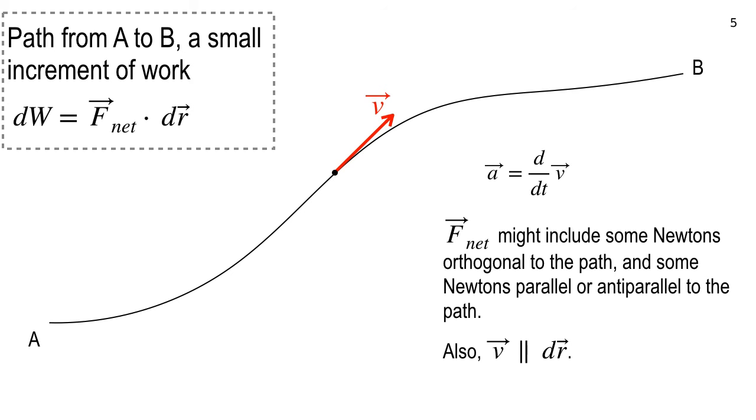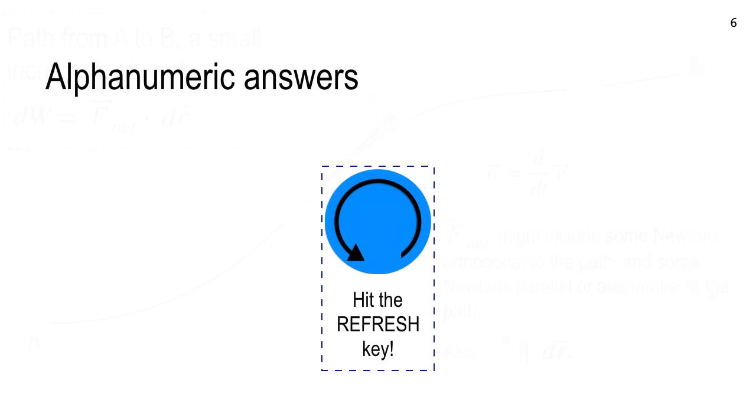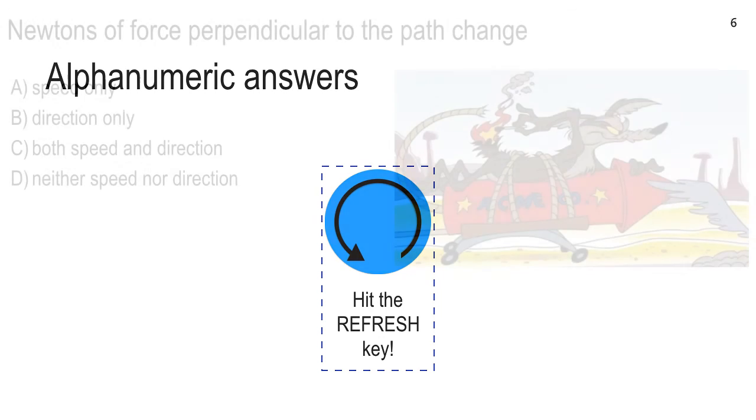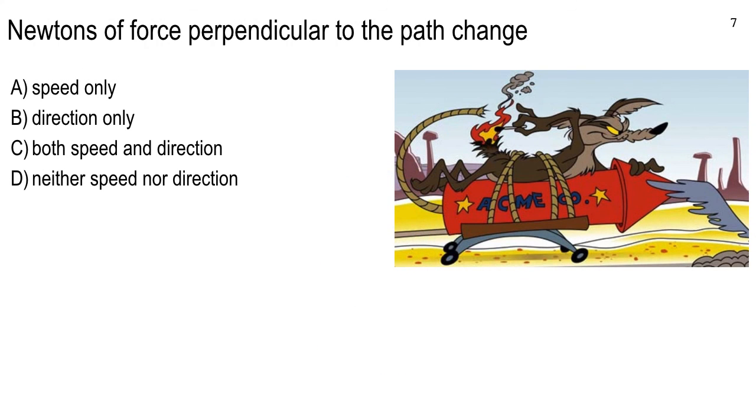Now, I have some clicker questions for you to start the class today. So turn on your clicker. We're going to do alphanumeric answers. They're going to be multiple choice, but I want to give you your choice, in the event that there's more than one correct answer. All right, so let's start the first one.